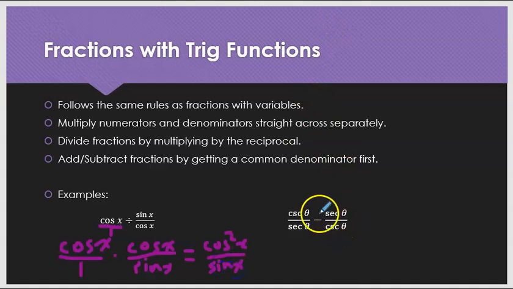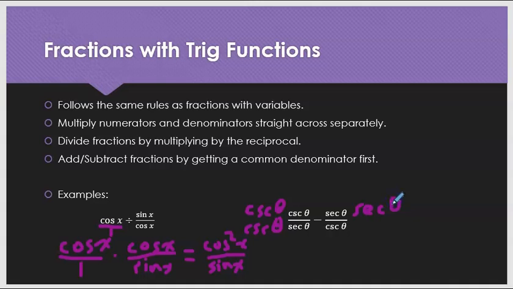For the second example, we do need a common denominator before we can add or subtract the fractions. So the fraction on the left has secant in the denominator, but not cosecant. So we're going to multiply top and bottom by that cosecant of theta. For the fraction on the right, we have cosecant, but we do not have secant. So we need to multiply this fraction on top and bottom by secant of theta.